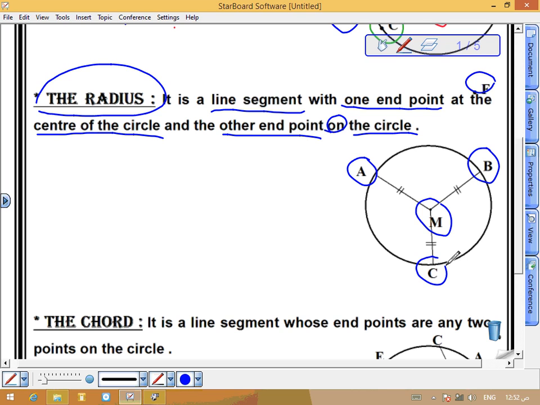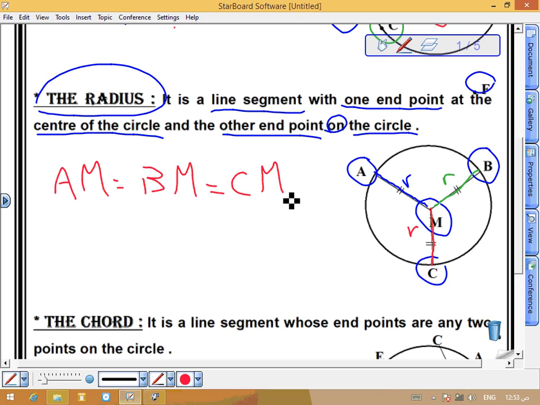Any line segment joining between the center of the circle and any point on the circle is called radius, like AM or BM. MC is called also radius. We must know that AM equals BM equals CM. All the radii in the same circle are equal in length. All of them equal R.